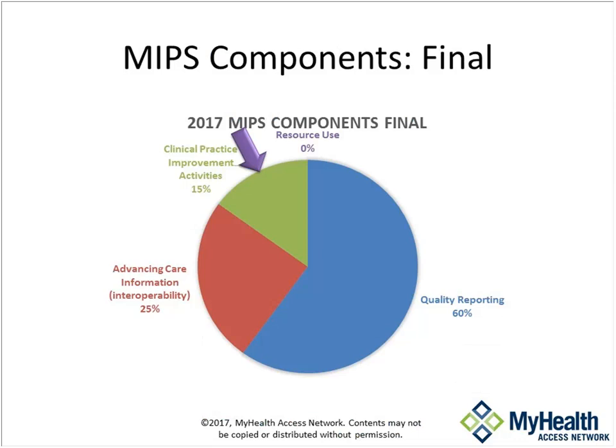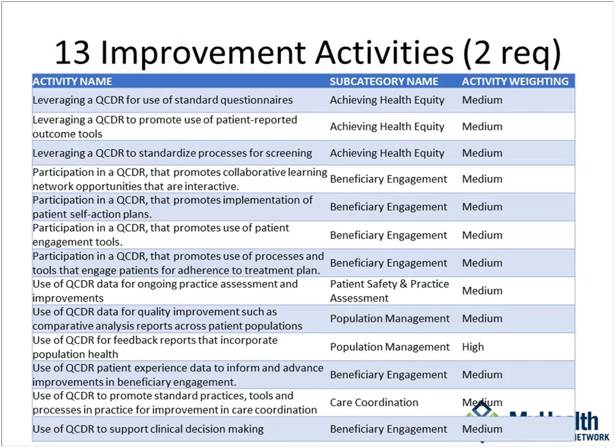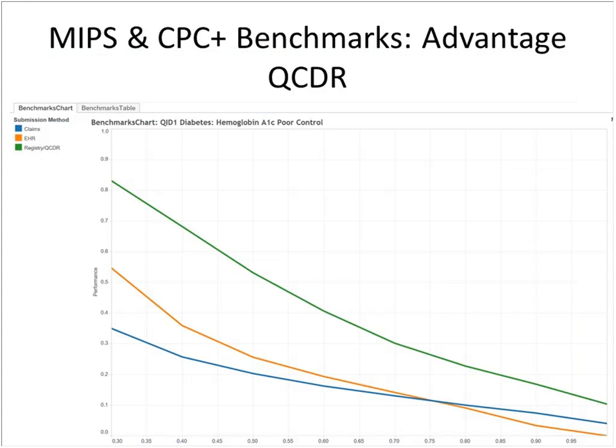And then under clinical improvement, practice improvement activities, just participating with a health information exchange who is a QCDR gets each provider enough credit to cover their improvement activities. And the other reason that I'll mention that this is important is because of the performance benchmarks. As you may know, this will be the first year that quality measure reporting will be publicly available on all providers in the country or all groups.